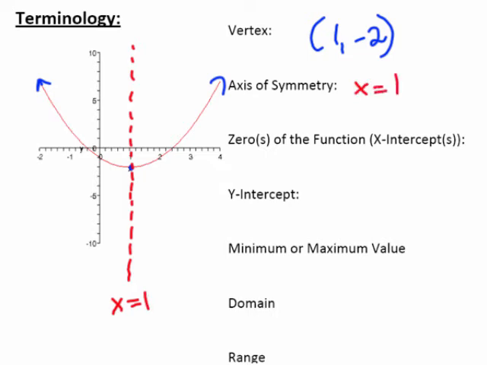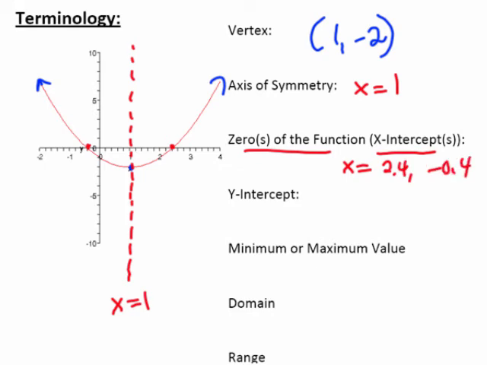Alright, x-intercepts, which we call the zeros of the function. That's probably a new term for you, zeros of the function. It just means the x-intercepts, where the graph is crossing the x-axis. And a quadratic function will often cross twice, as this one does. So right here at about x equals 2.4, and x equals negative 0.4. So you just list those.